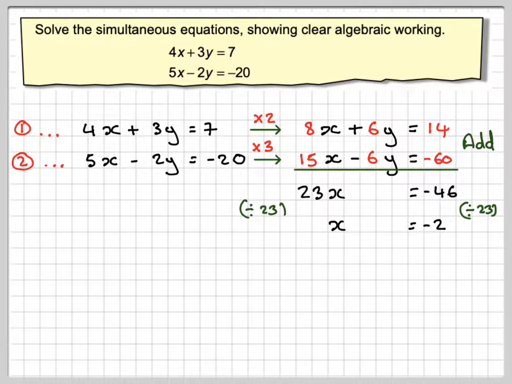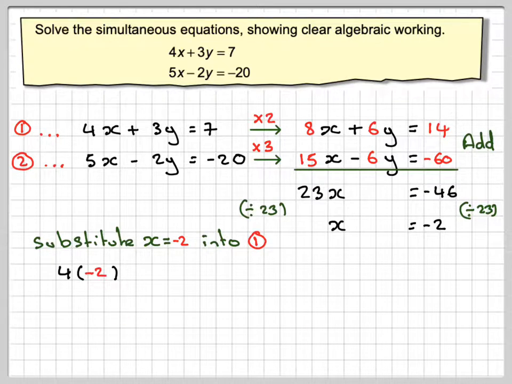We now have to find the y coordinate. So you can either substitute back into 1 or 2. So we'll substitute x is equal to minus 2 into equation 1. So instead of x, I'm now going to put minus 2. So it's 4 times minus 2 plus 3y is equal to 7. 4 times minus 2 is minus 8, plus 3y is equal to 7.